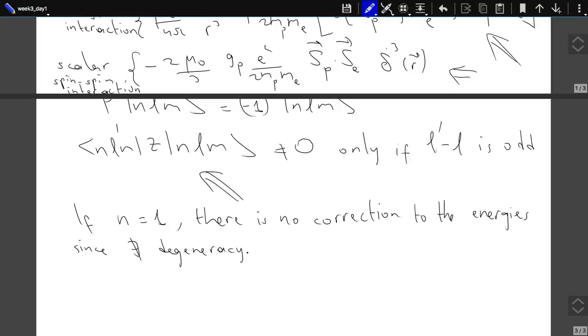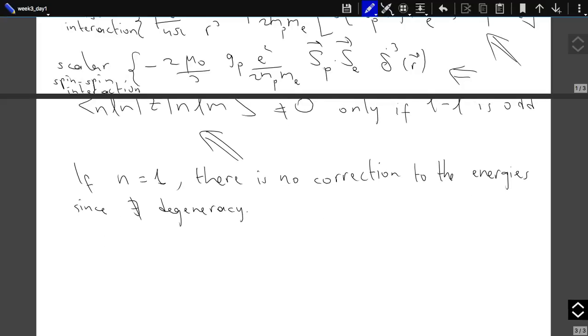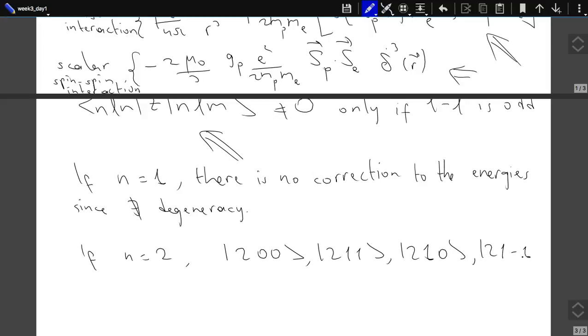Now the problem becomes when n is equal to 2. If n is equal to 2, then |2,0,0>, |2,1,1>, |2,1,0>, |2,1,-1> are degenerate, and some of their matrix elements will be non-zero. So let's see.